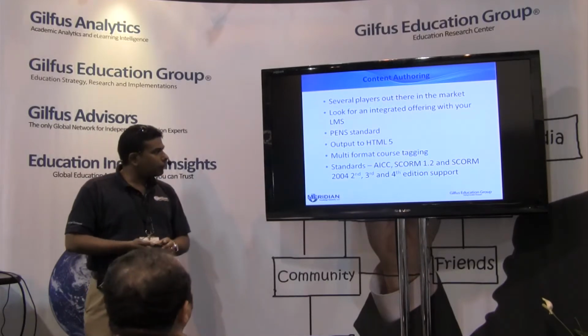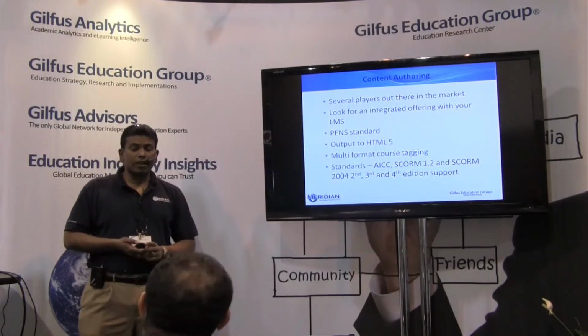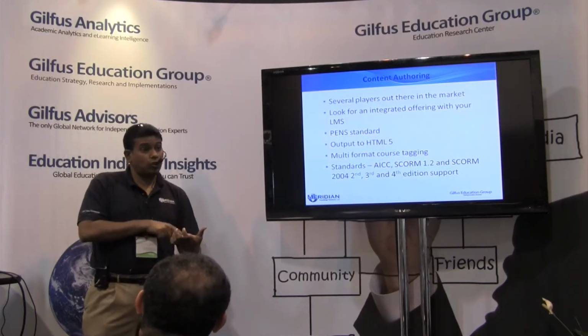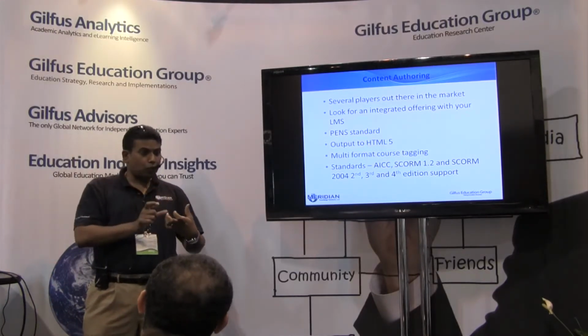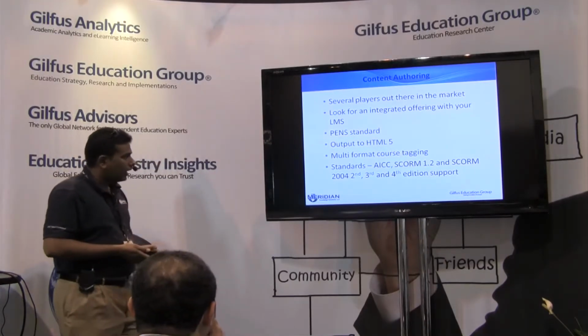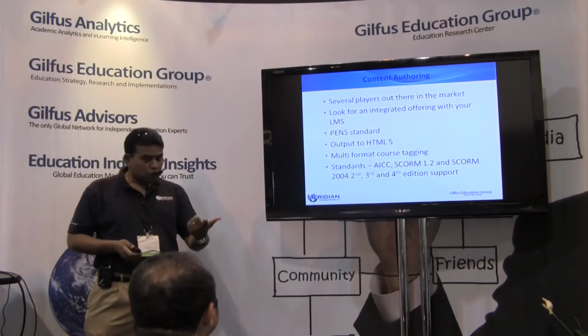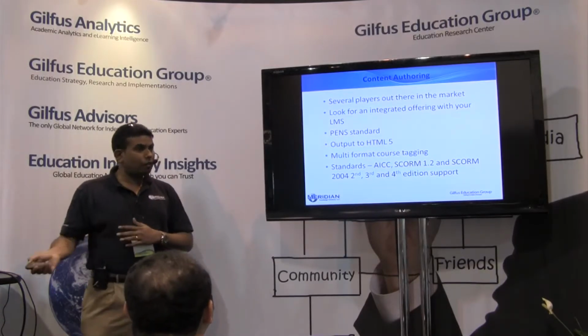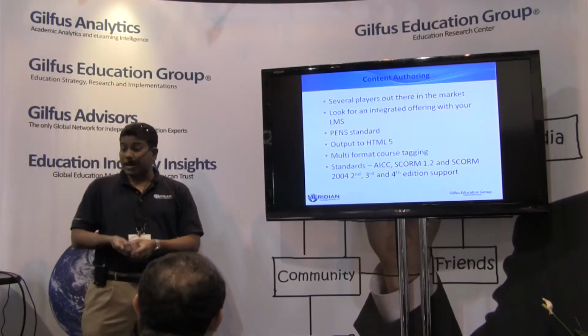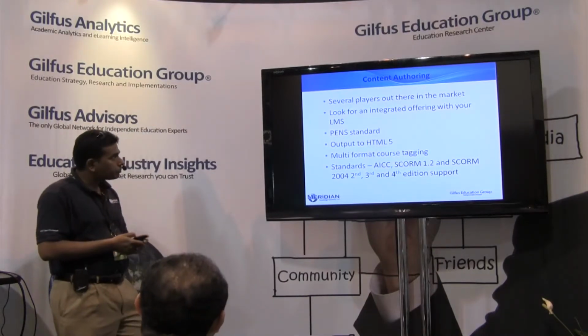And then we talked a little bit about multi-format course tagging. So if I build a course once for a desktop LMS, how can I tag it smartly to say if that same course is accessed through a mobile phone, it knows which view to deliver specifically based on which device you come from. And then, of course, the standards, AICC, SCORM 1.2, SCORM 2004, second, third, and fourth edition, all become highly relevant when you're choosing a content authoring solution for a mobile strategy.